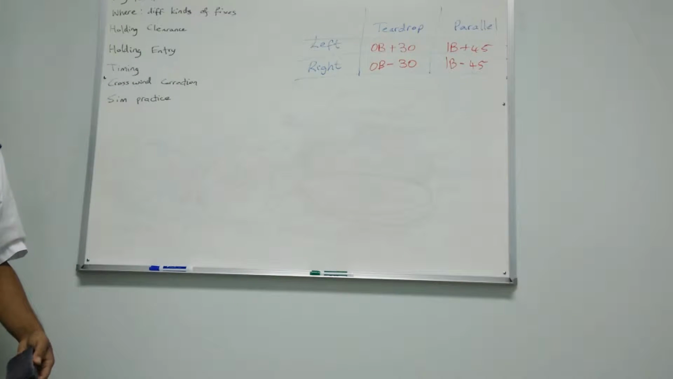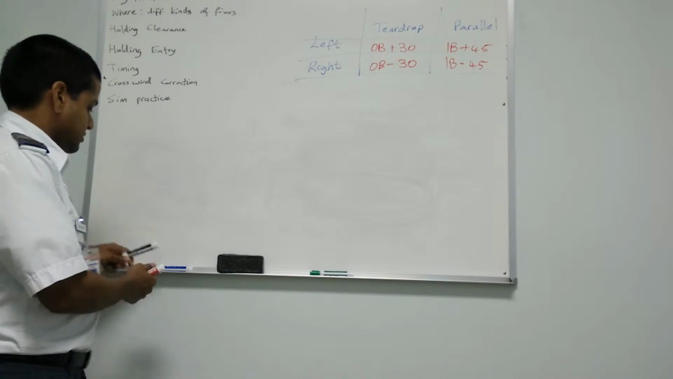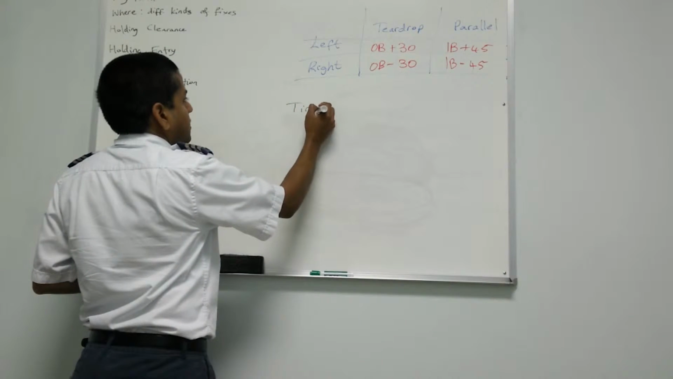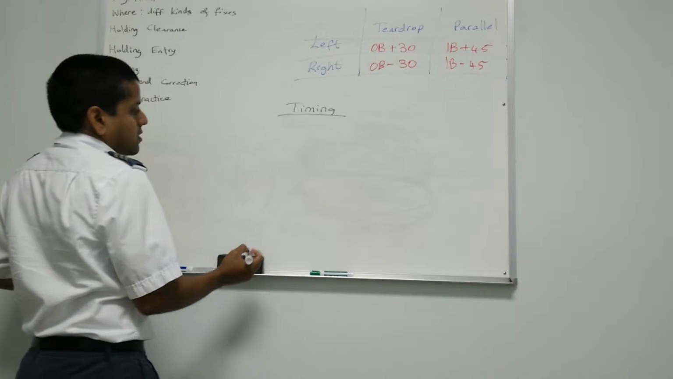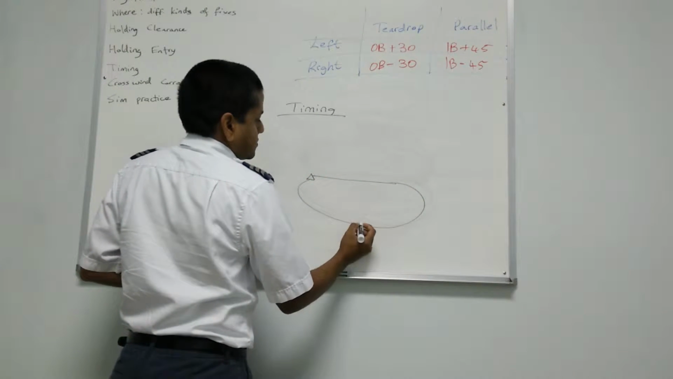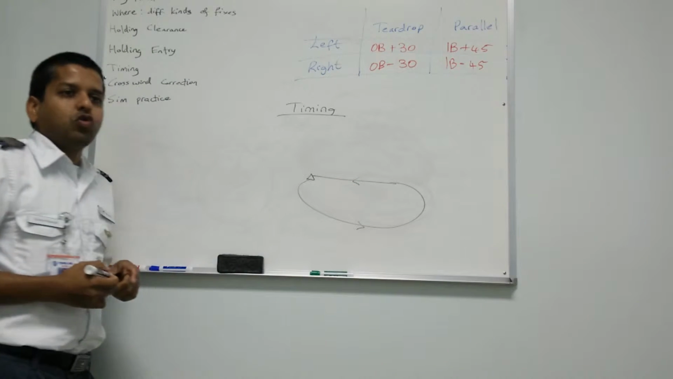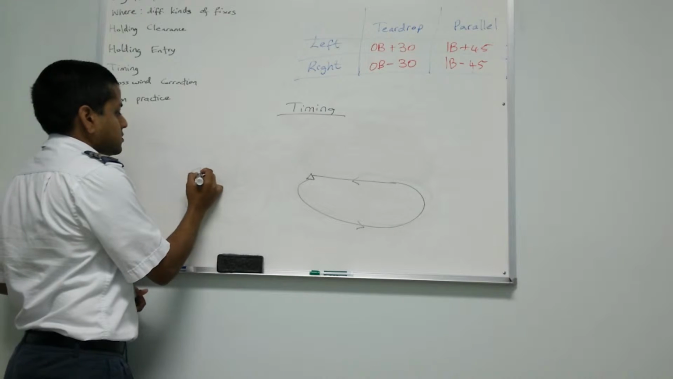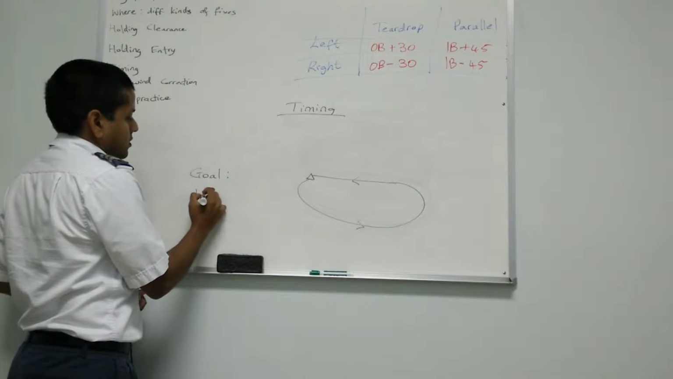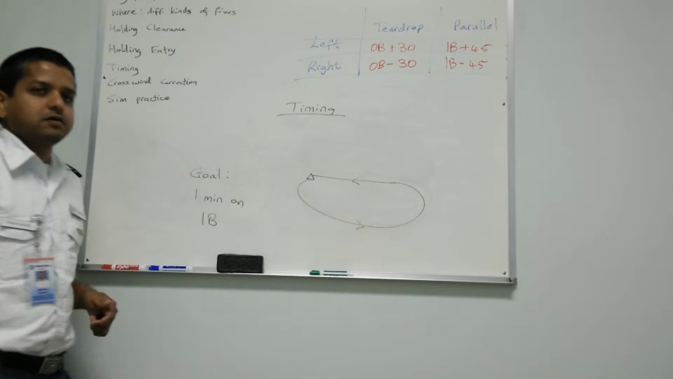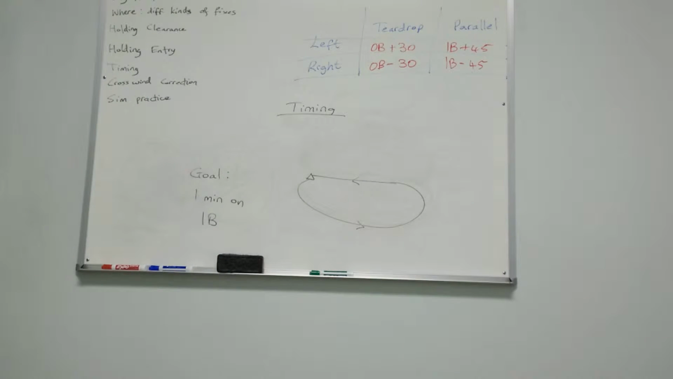Alright, next we're going to talk about the timing. Same hole. Your goal is to get 1 minute on the inbound. IB is inbound, okay? That is your goal.